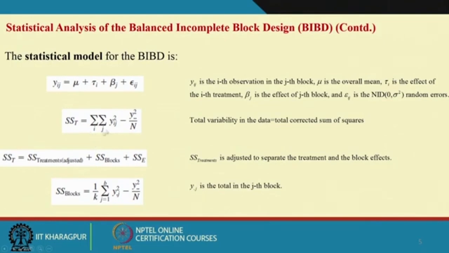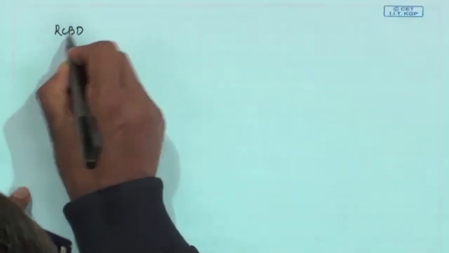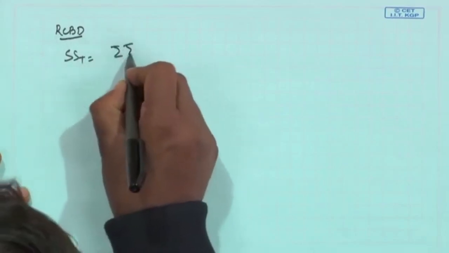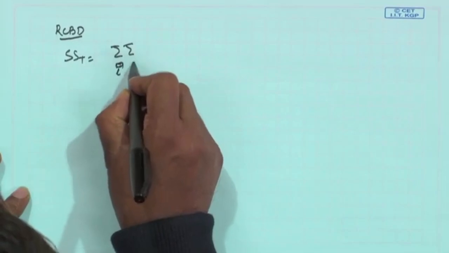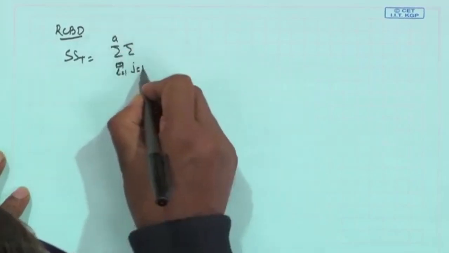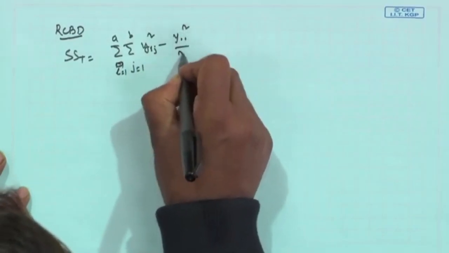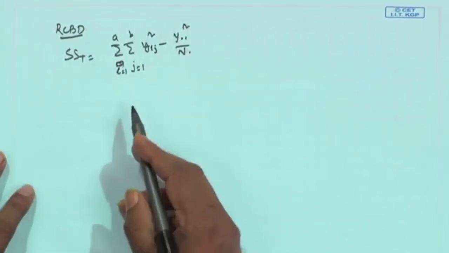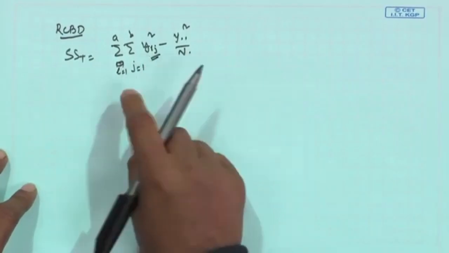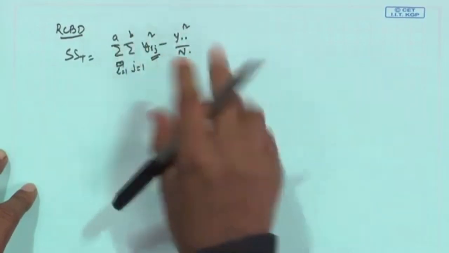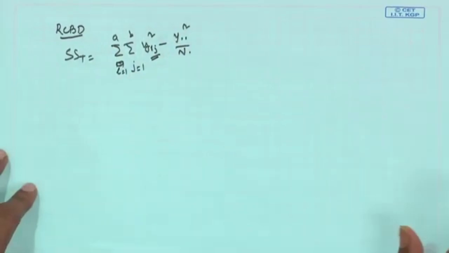Go to the slide. SST is the sum total of y_ij square, i and j changing, minus y double dot square by n. That is the formula you used earlier for RCBD: SST equal to double sum, i equal to 1 to a, j equal to 1 to b, y_ij square minus y dot dot square by n. Here, you will not get y_ij for all a b combinations. There will be some combinations where a value is missing, and that will not be counted.